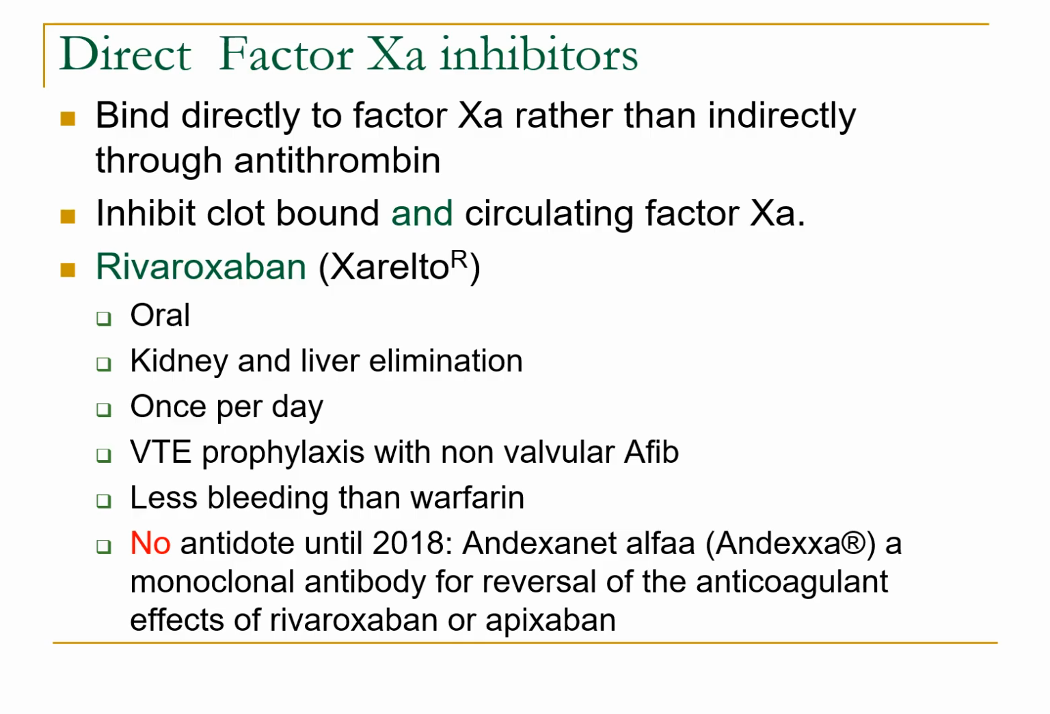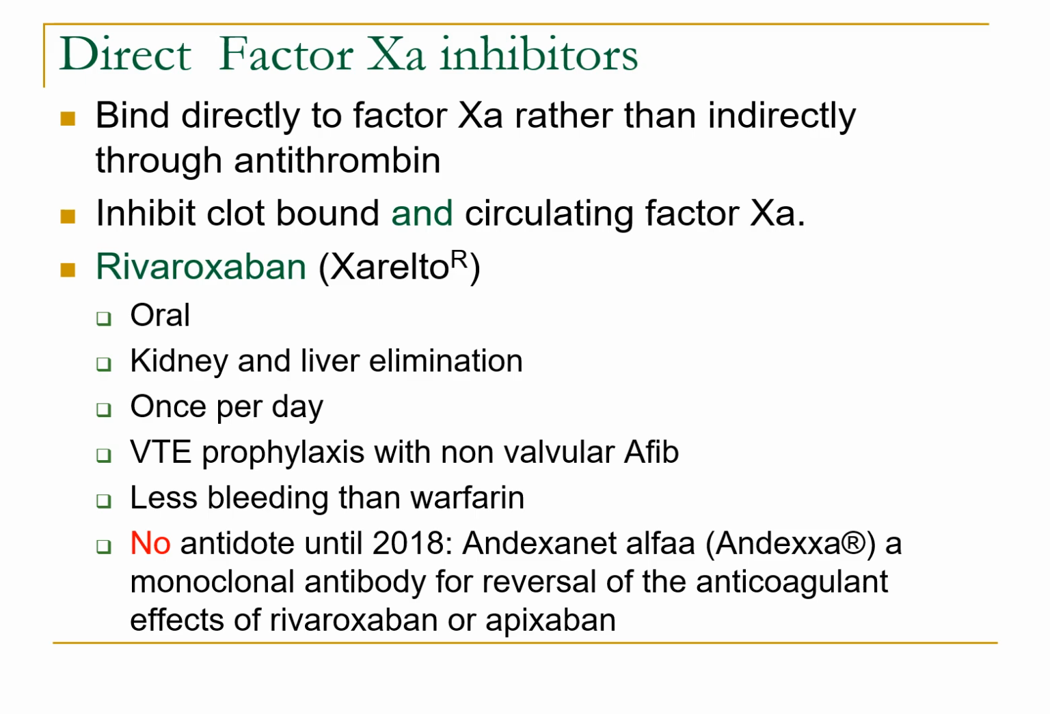We're done with the direct thrombin inhibitors, the DTIs. Now let's move to the direct factor Xa inhibitors. Remember, who are the indirect factor Xa inhibitors? Well, those are unfractionated heparin, low molecular weight heparin, and fondaparinux, right? So now what are the direct factor Xa inhibitors? Again, they bind to Xa directly rather than through antithrombin. Also, the same, they inhibit clot-bound and circulating factor Xa.